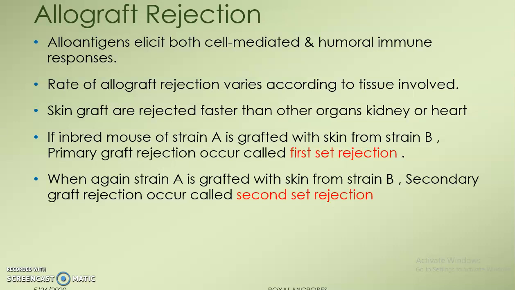One example is that a mouse of strain A is grafted with skin from strain B. The chance of graft rejection is very high, and the first graft rejection, or the primary response, occurs within days and is called first set rejection. If we attempt the same for a second time, strain A shows graft rejection again, and the rejection is much faster and is called second set rejection.